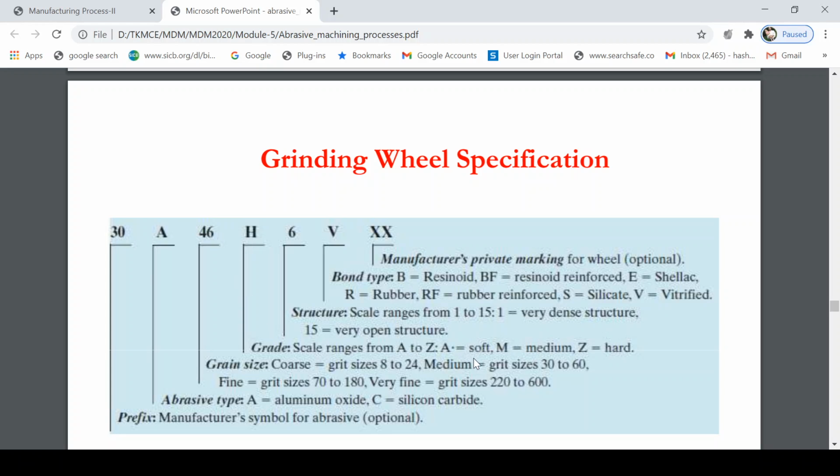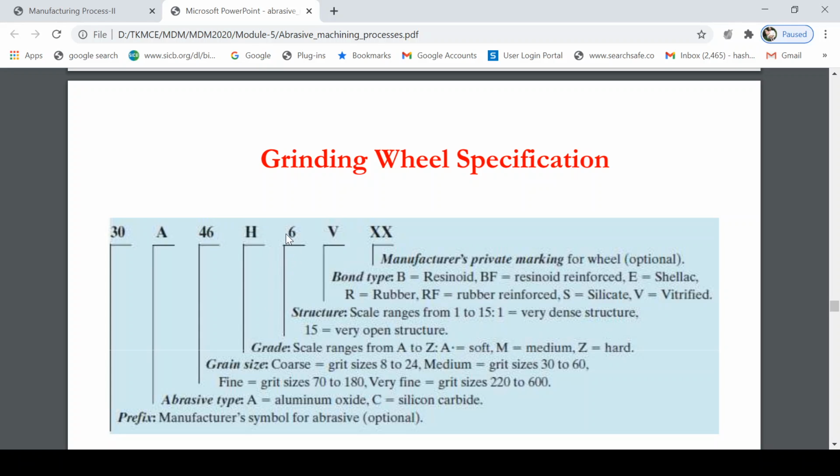A is the softest. When it goes towards Z, the hardness increases. If it is Z, it means the hardest grade. So grade is actually the hardness, or the strength, of the grinding wheel. Here it is H, so it is medium.